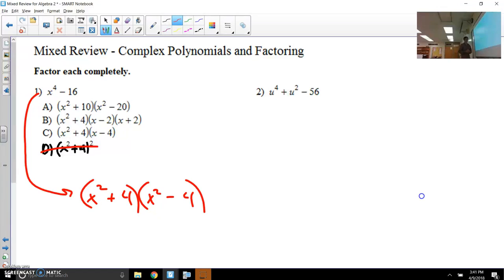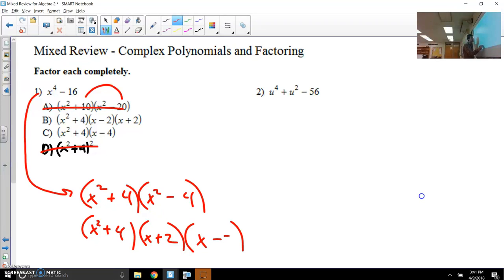The first one really looks bad. I mean, 10 times negative 20 is like negative 200, so I'm thinking that one's probably out as well. But you want to be careful because sometimes things can further factor. For example, you can't do anything with this one. This one's kind of stuck, but this one can do it again. This can do that same difference in perfect squares. Square root of 4 is 2. And so if you had 2 and negative 2, then that would also work. So this one is B, okay?